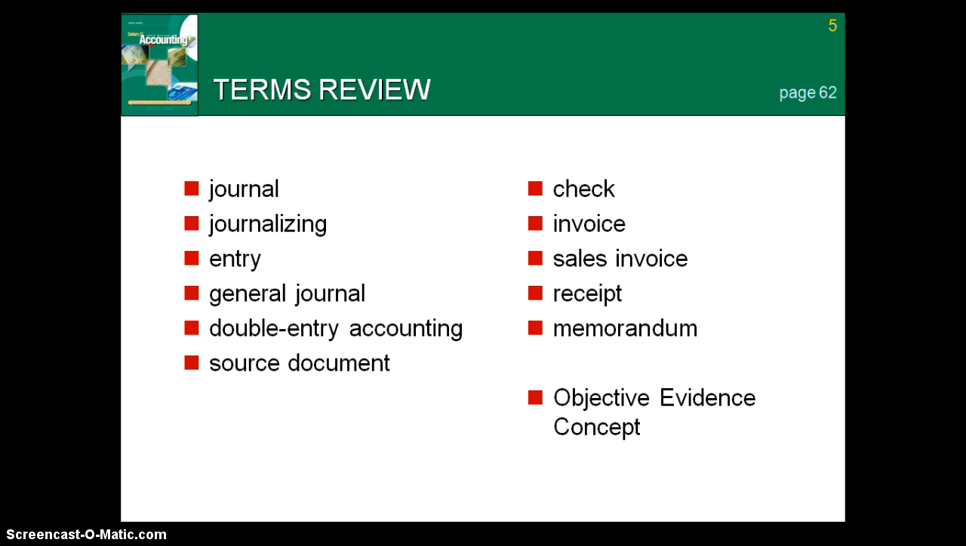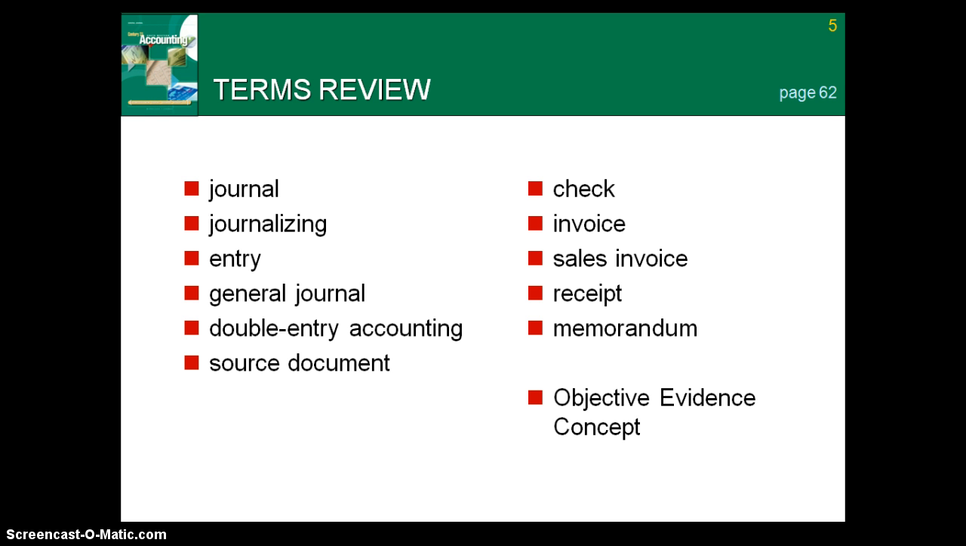So our first one is a journal. This is a form that's used, and you record the transactions in chronological order with that. Next is journalizing, and this is the process of recording the transactions. Your third one is entry. This is just the information for each transaction. That's just what it's called. General journal. This has 2 columns, and it is a specific type of journal, and there's all kinds of entries that can go into it.